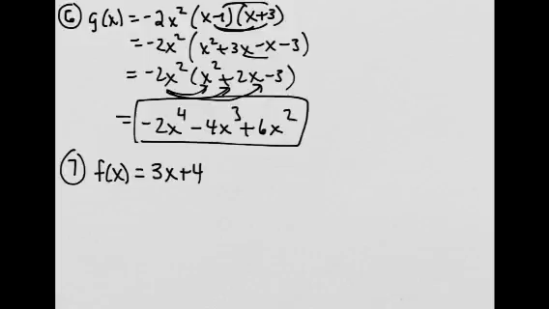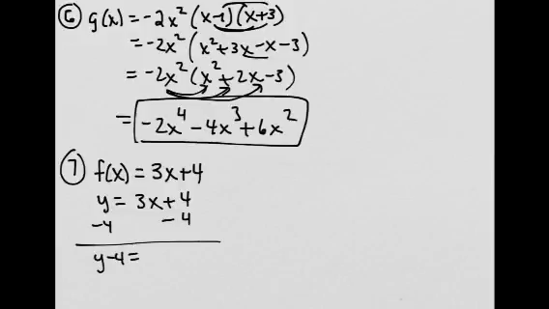Alright, finding the inverse. Step number 1, change the f of x to y. Then we solve for x. So to solve for x, we need to divide by 3. And once x is by itself, you switch it. So let me just put it on the left side. So x equals y minus 4 over 3.